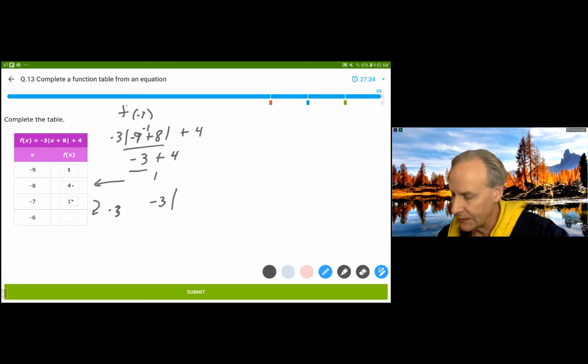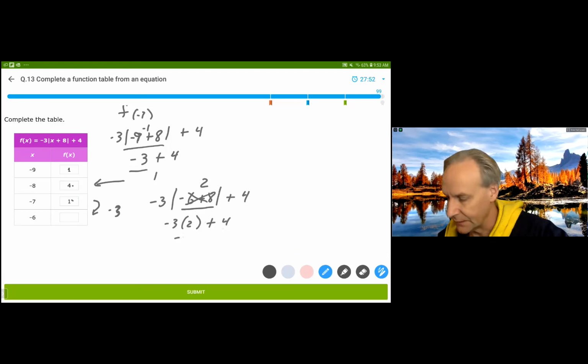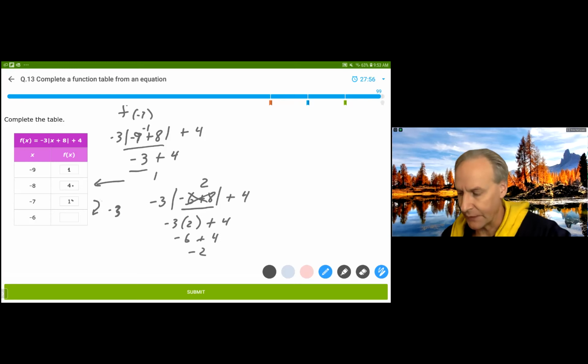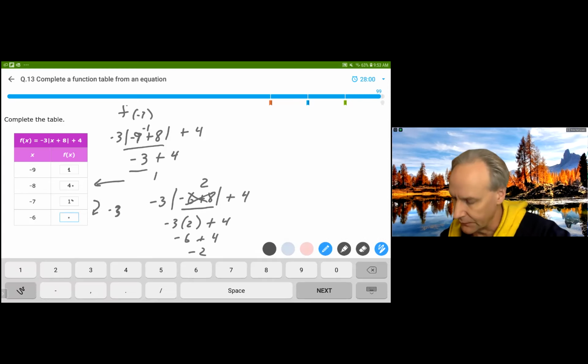-3, absolute value of -6 plus 8 plus 4. This piece is 2, and the absolute value of 2 is 2, multiplying by -3. That's -6 plus 4, which gives me -2. Notice I went down 3, and I got to -2, like I said.